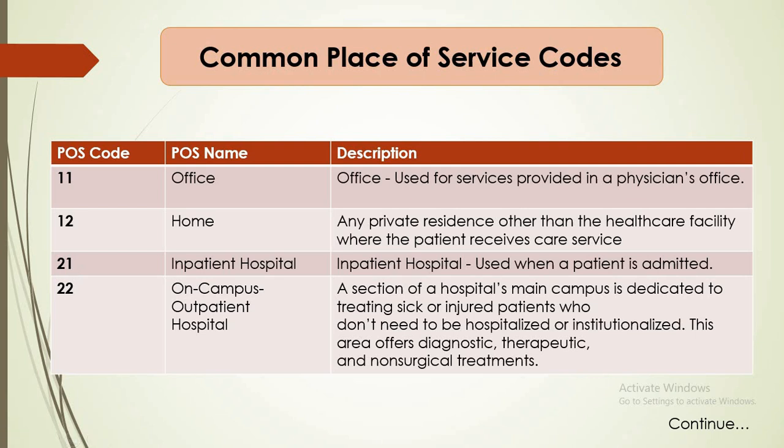Whenever we are billing, that place of service will be very accurate. Otherwise, the claim will be denied. And then next is place of service 22, on campus outpatient hospital. A section of the hospital main campus is dedicated to treating sick or injured patients who don't need to be hospitalized or institutionalized. This area offers diagnostic, therapeutic and non-surgical treatment, providing treatment for sick or injured patients without hospitalization.